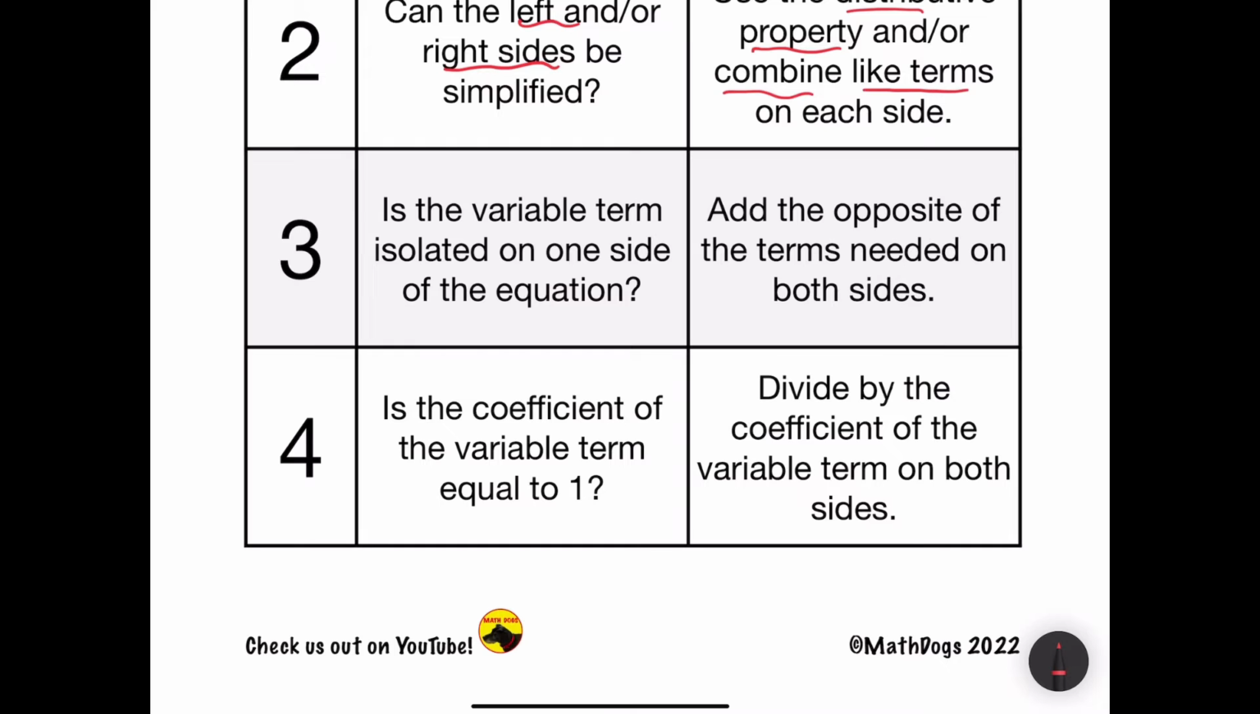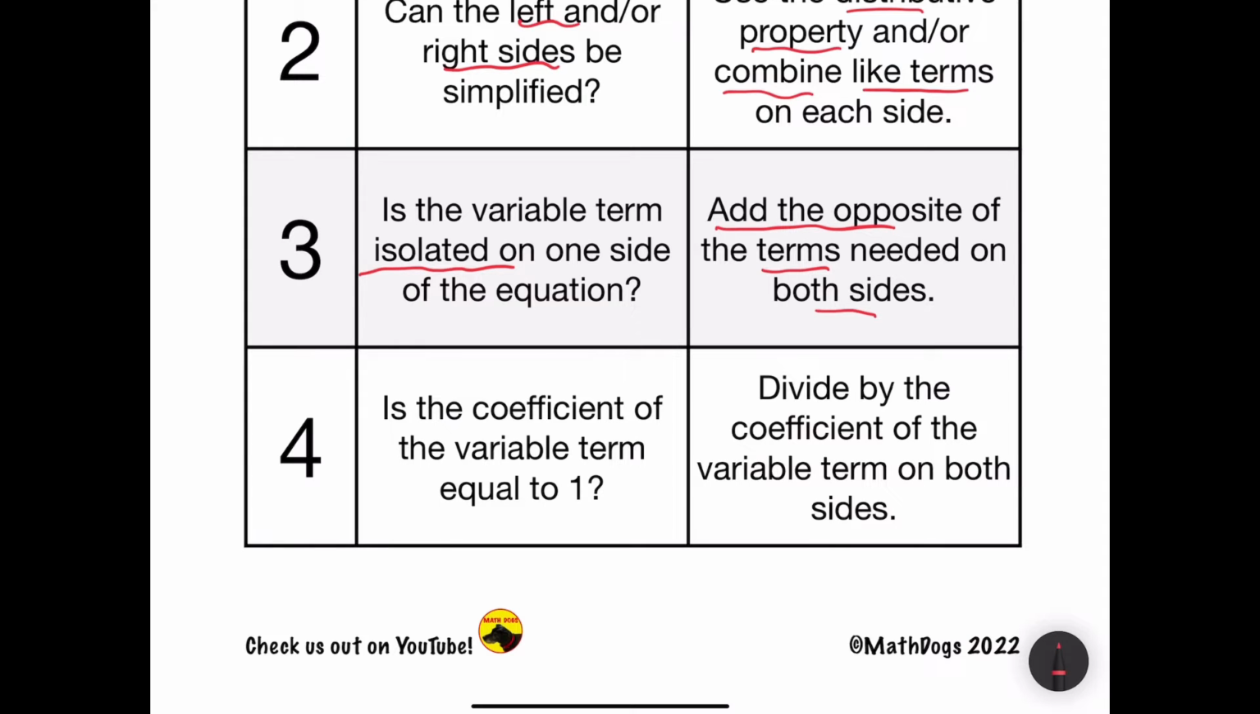We're going to ask ourselves about the equation. Is the variable term isolated on one side of the equation? If not, we're going to add the opposite of any terms needed on both sides in order to get all of our variable terms on one side and all of our number terms on the other.